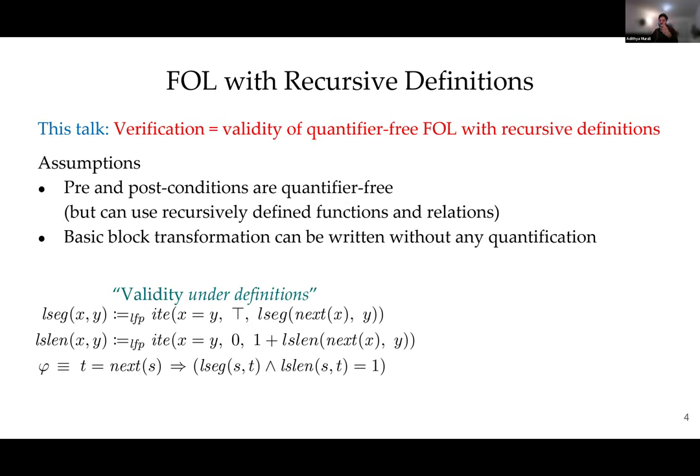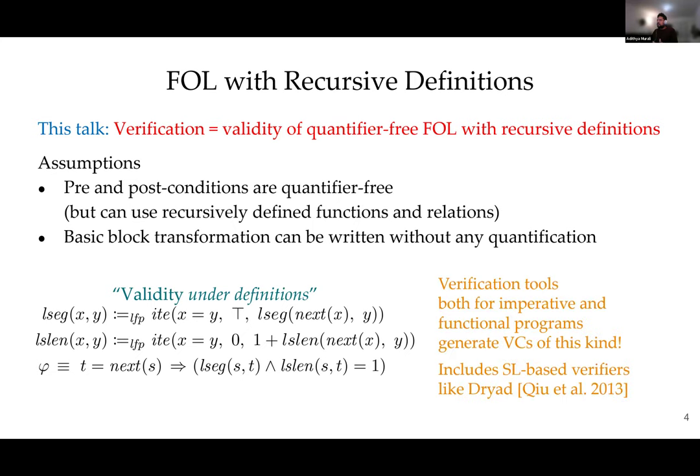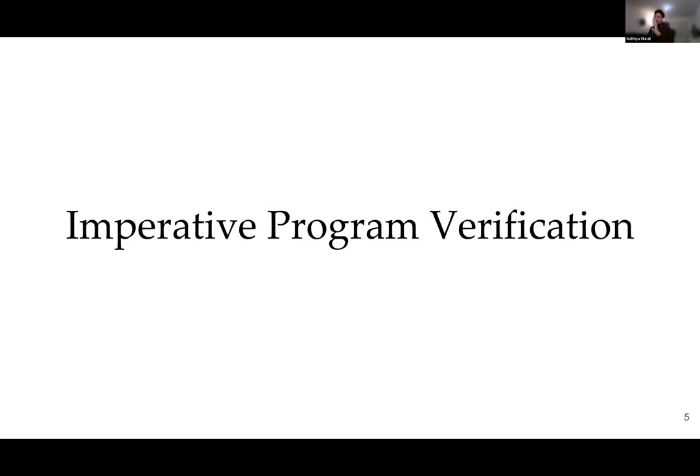Both of these application domains have this form of a quantifier-free formula whose validity must be checked under given definitions. And verification tools, both for imperative and functional programs, generate VCs of this kind, right? So you can think of the natural proofs, which is first-order logic or separation logic-based verifiers like Dryad, or even functional program verifiers like Liquid Haskell and Leon. They all generate VCs that are of the form: under definitions, prove some quantifier-free formula that can mention those defined function symbols. Okay, so these are the problems that we're going to look at. And we're going to talk about how we solve these problems, what is the automation technique, and what properties, the FO-completeness, that these procedures have.